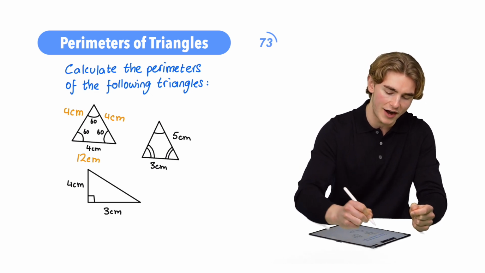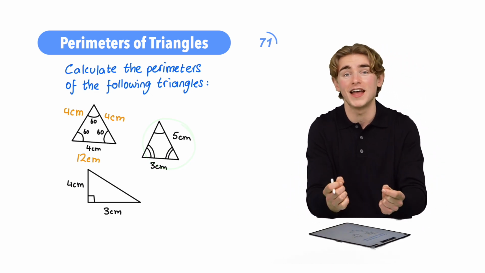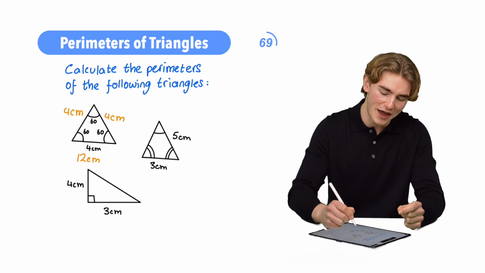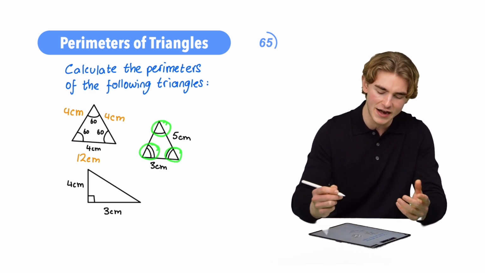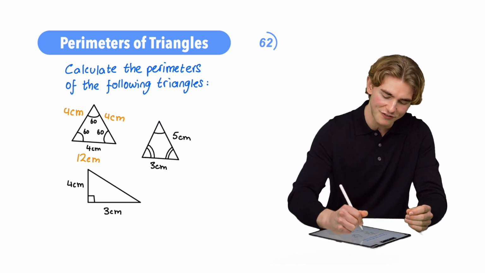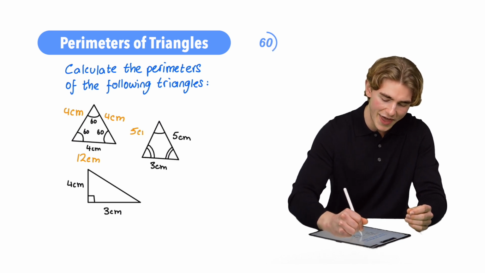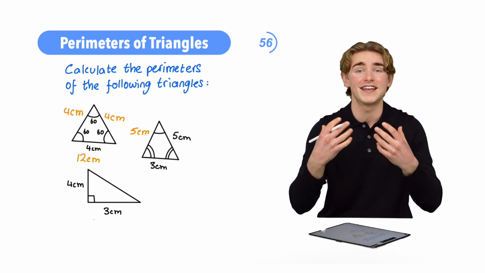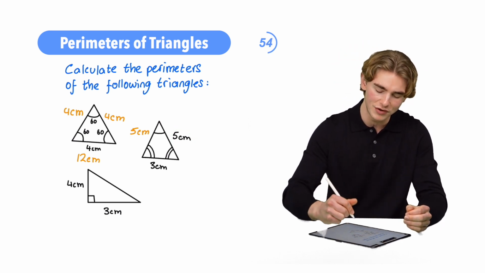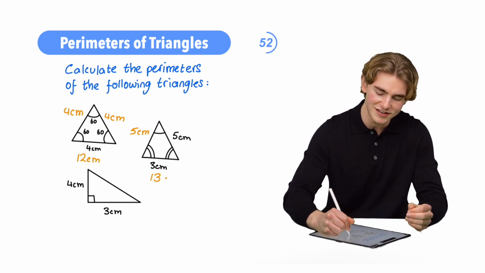Now, what about this triangle over here? This triangle over here is going to be an isosceles triangle. How do we know that? We know that because these two angles are the same and this angle is different. Now, what does that tell us? It tells us that our left-hand side is going to be 5 centimeters. Why? Because it's going to be the same as this side here. Now, all that we have to do is add together those side lengths, 5 plus 5 plus 3. That is going to give us 13 centimeters as our answer.